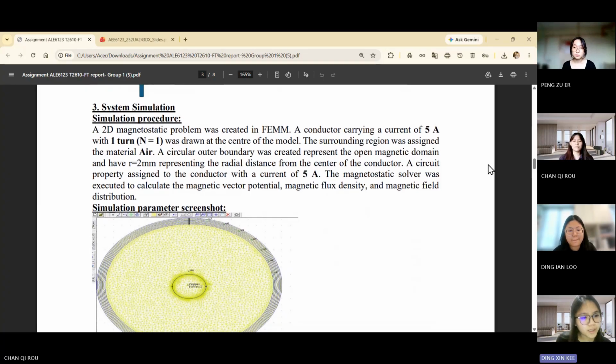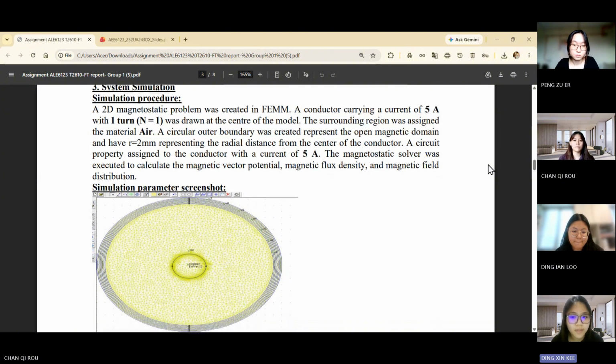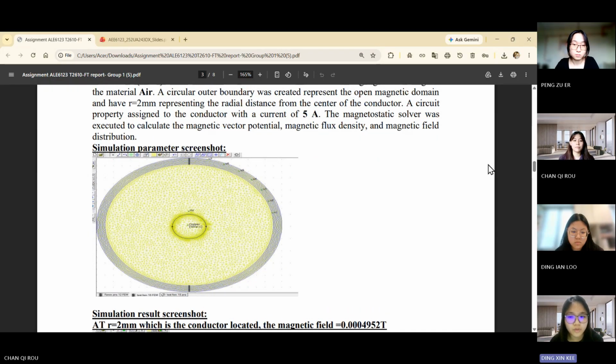Now this is my part, the system simulation. For this project, I use FEMM, finite element method magnetics, to simulate the magnetic field distribution around a current carrying conductor. The purpose of the simulation is to visualize how the magnetic field is generated and distributed when electric current flows through a conductor. Step 1, I created the geometry. A circular conductor was drawn at the center of the workspace to represent a copper wire carrying current. The conductor was assigned a radius of 2 mm.